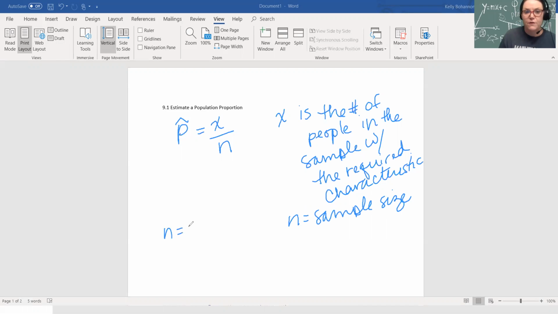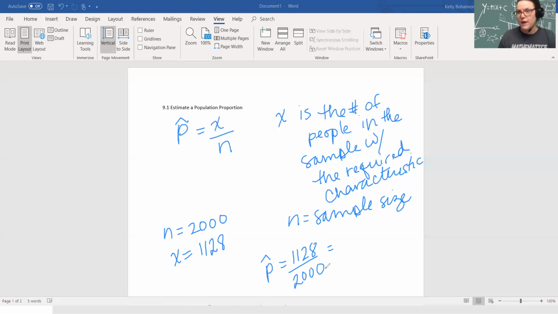And if 1,128 of them said that they felt like they paid too much in taxes, that would be the people who have the required characteristics, so 1,128 of them. So p-hat, my point estimate, would be 1,128 over 2,000, which then you would find as a decimal, and you could also write it as a percent. So that is a point estimate, and that is where this section starts.